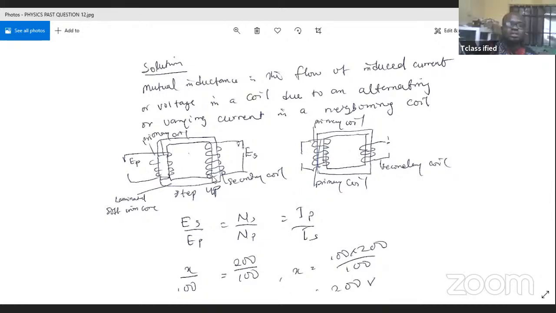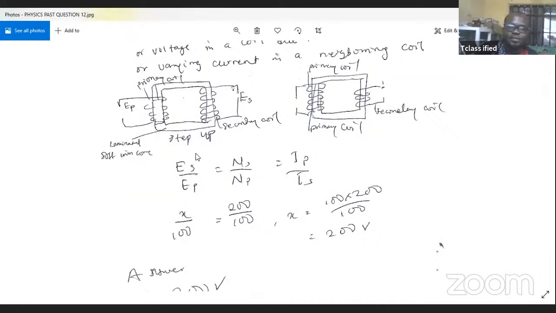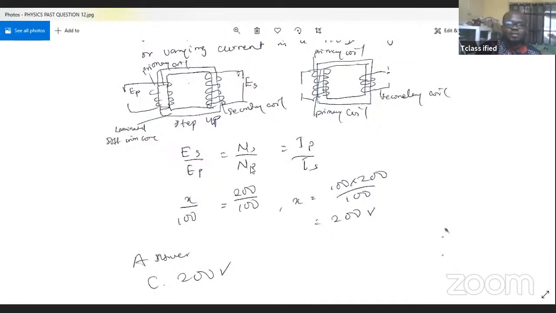You understand now, good. So using that, you can state this formula, ES over EP equals NS over NP. So ES is what you're looking for. EP is 100, equal to the number of turns for the secondary, which is 200, over the number of turns for the primary, which is 100. Make ES the subject, you have 200 V. And that's why 200 is the answer.